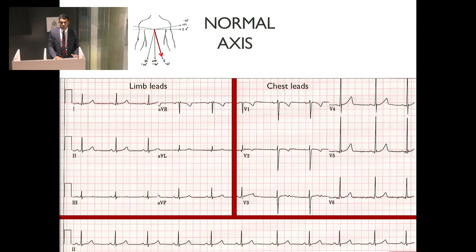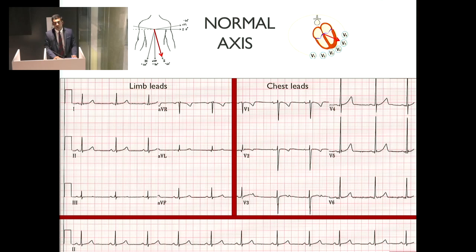The chest leads on the right of the screen, together with the diagram from earlier, give us a better picture of V1 to V6. Since the overall cardiac vector is left-leaning, V4 to V6 is positive, while V1 to V3 is negative. As we move from V1 to V3 and then V4 to V6, we also see a gradual change from negative deflection to positive deflection as we approximate the overall cardiac vector.